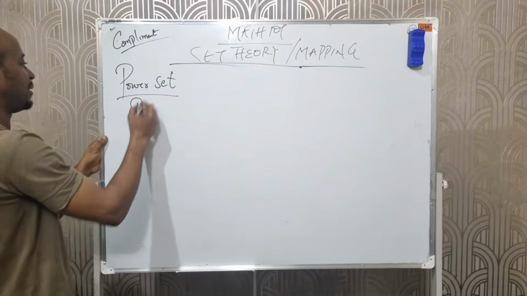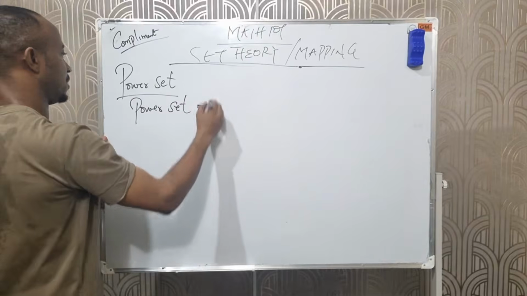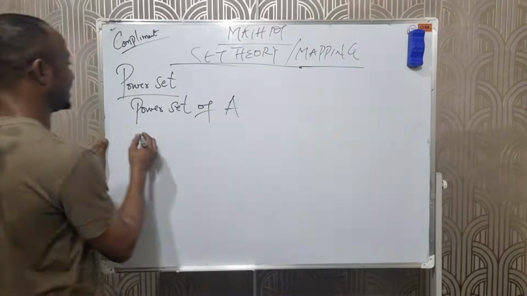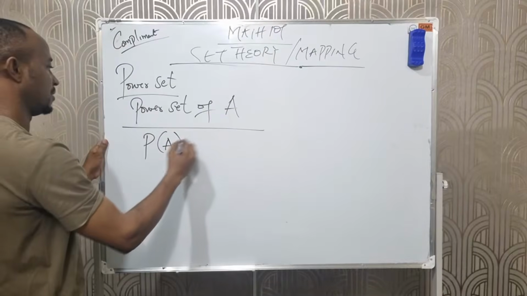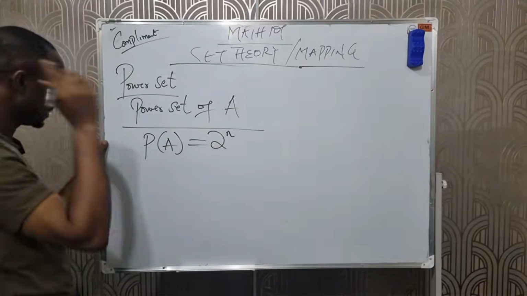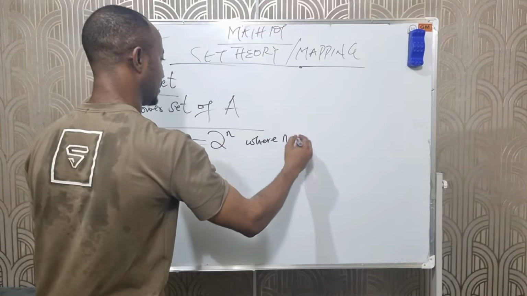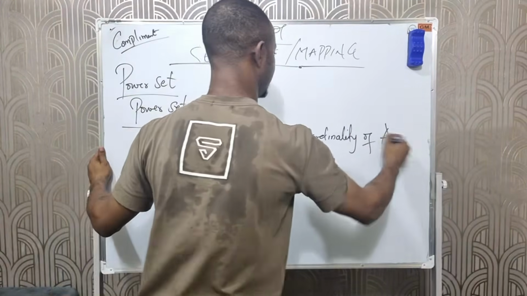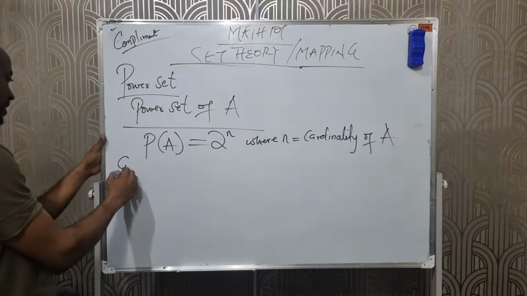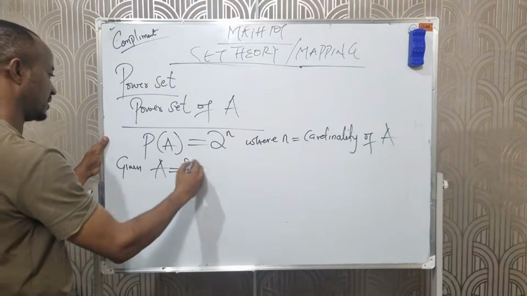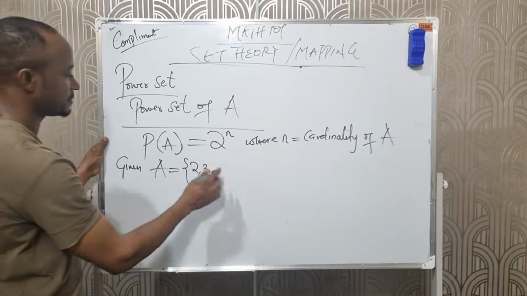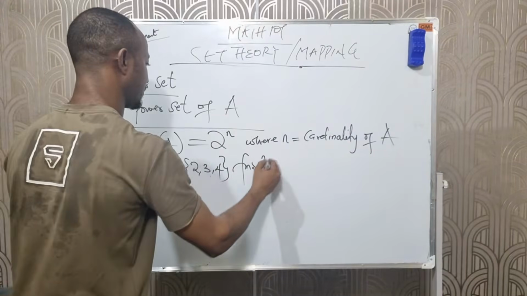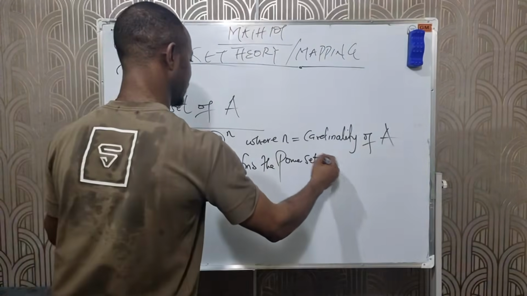So the power set of set A is represented as P of A, which is equal to 2 raised to power n, where n represents the cardinality of A. For example, if we are given that set A is 2, 3, and 4, find the power set of A.